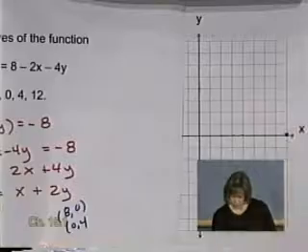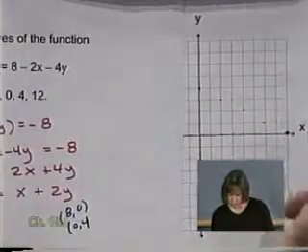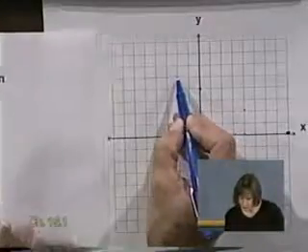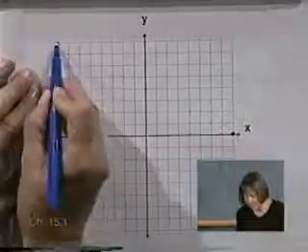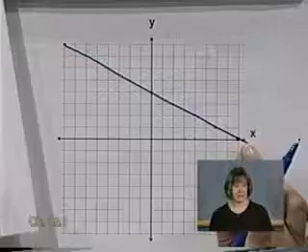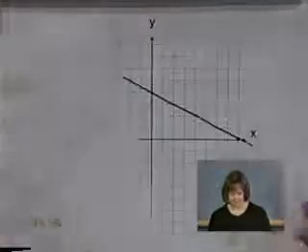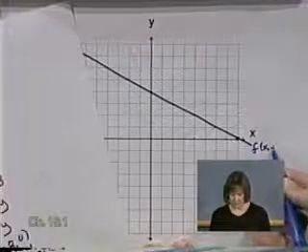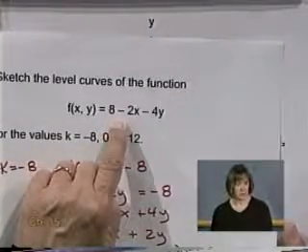0, 4. And it looks to me like if I go down 1 over 2, down 1 over 2, down 1 over 2, there's my line. Up 1 over 2, up 1 over 2. All of these points on this line have f of xy equal to negative 8. Every single point on that line, if I evaluate it using this function, I'm going to get a negative 8.